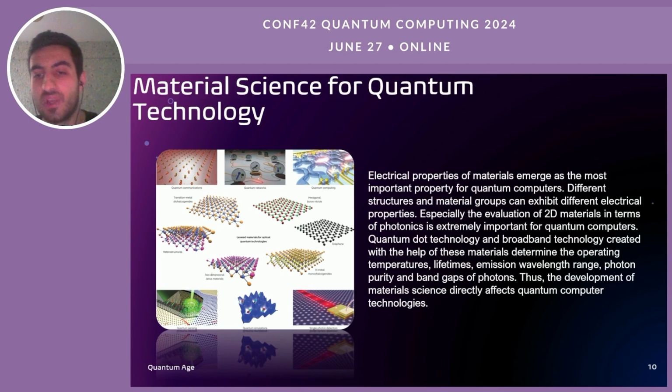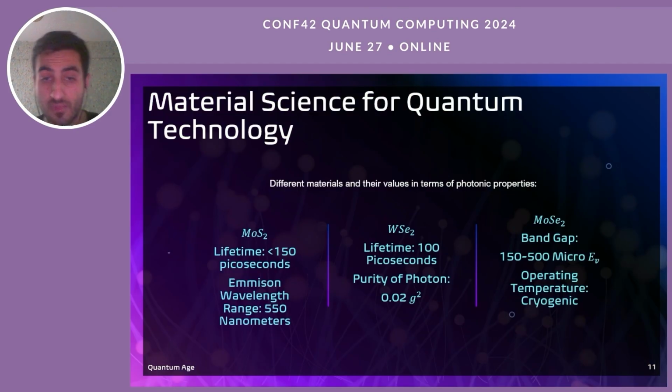On the other hand, lifetimes, emission wavelength range, photon purity, and band gaps are the most important parameters for the photonic characteristics of the materials. Thus, the development of material science directly affects computer technologies. And then I will give some different materials and their values in terms of photonic properties.